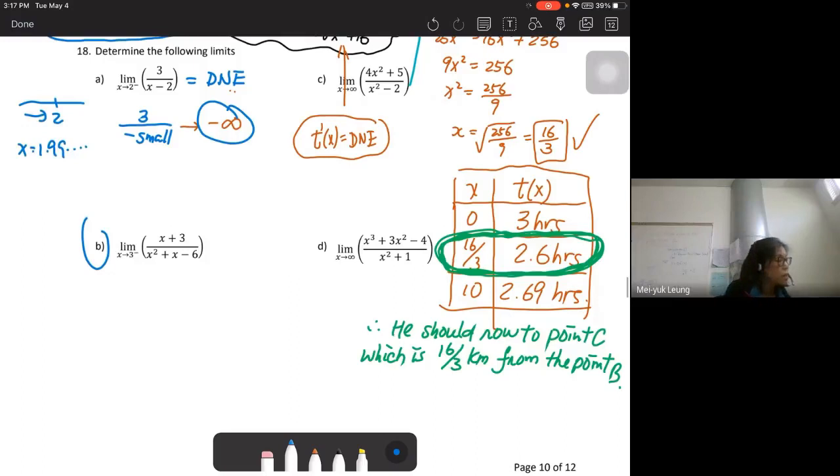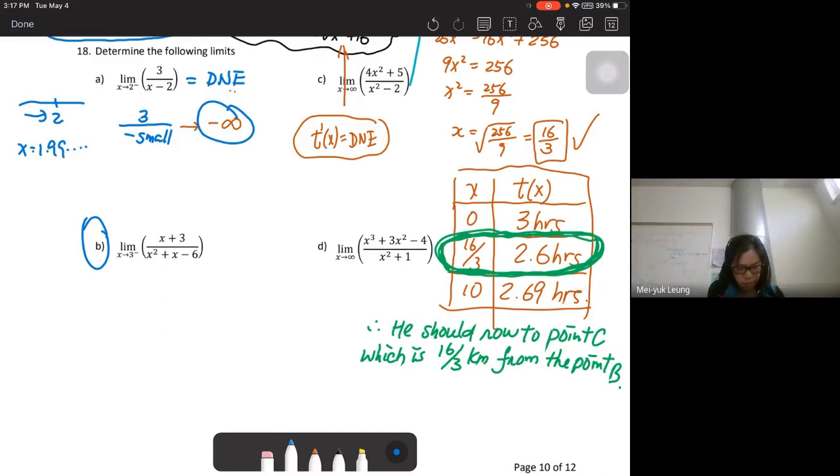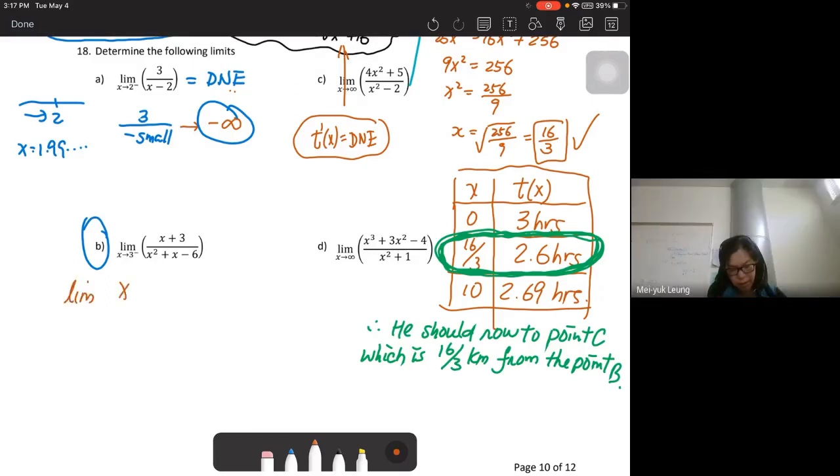So can I ask Amarin, are you there? Yeah, I'm here. So do you know how to do this one? Would you factor out the denominator and then they cancel out? Well, let's see if this is factorable. Yeah, it's factorable, positive, negative. So we do have a common factor, right? So that means the limit can be simplified to just 1 over x minus 2.